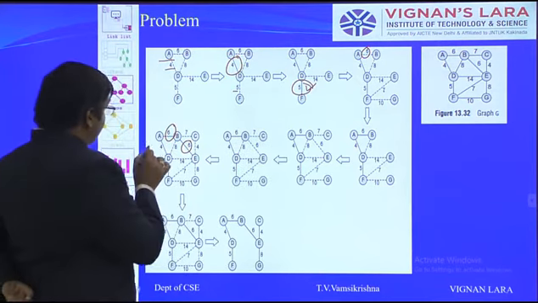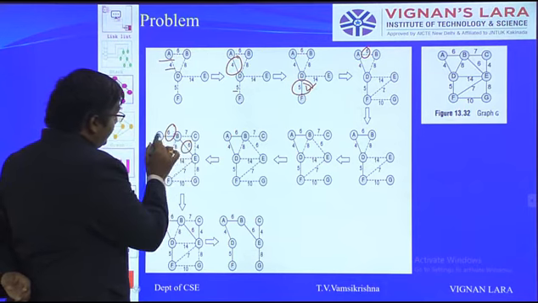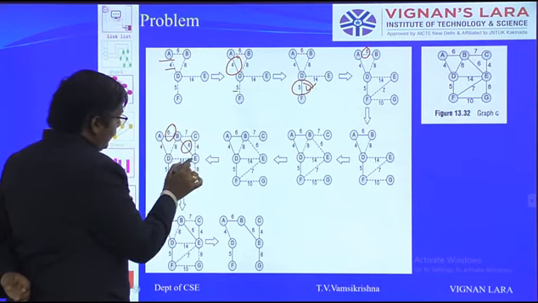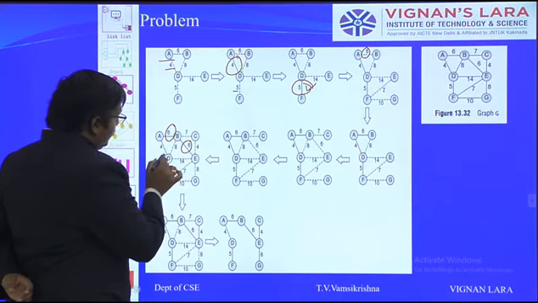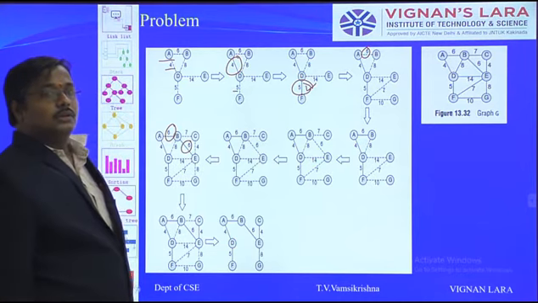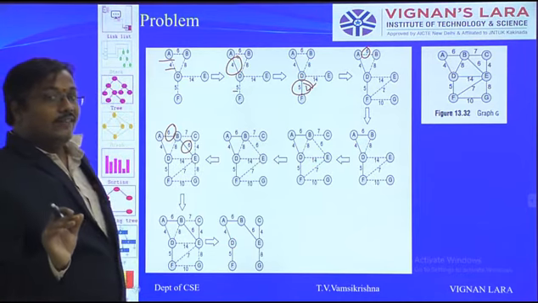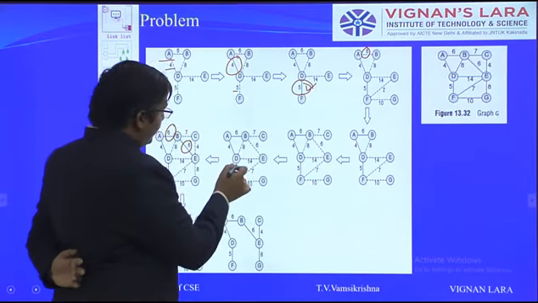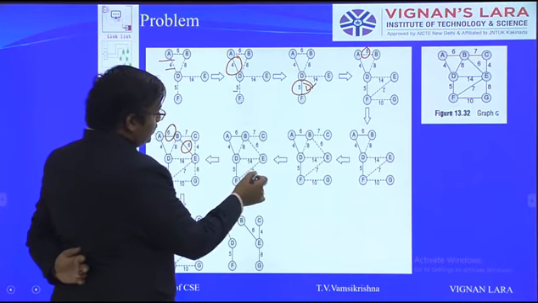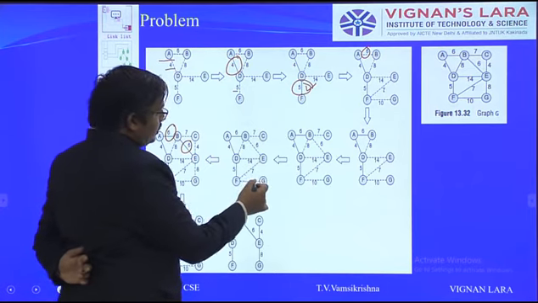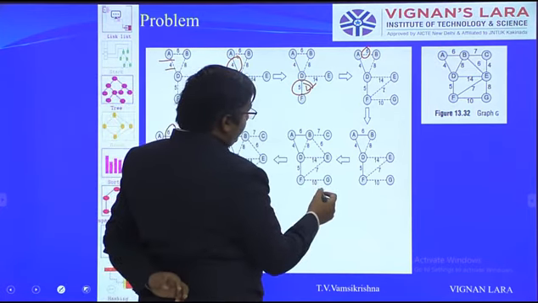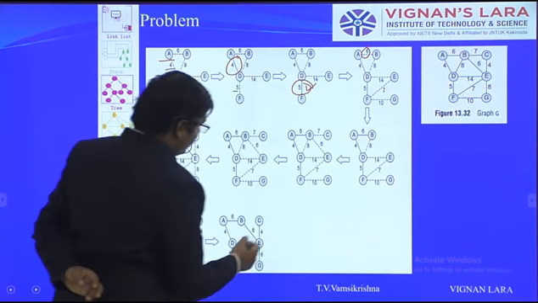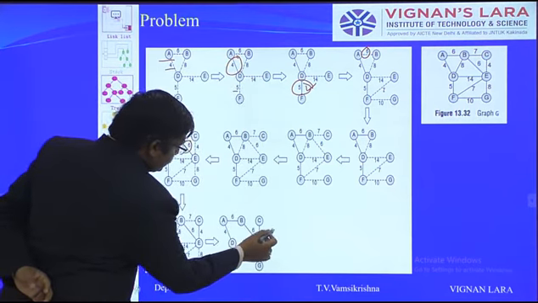Try to observe. So A to D, A to B, B to E, E to F, F to D, D to A. So we want to avoid the cycles. That's why I am considering this. This is not considered. Okay. So we are considering the next upcoming edge, C. This is 4.